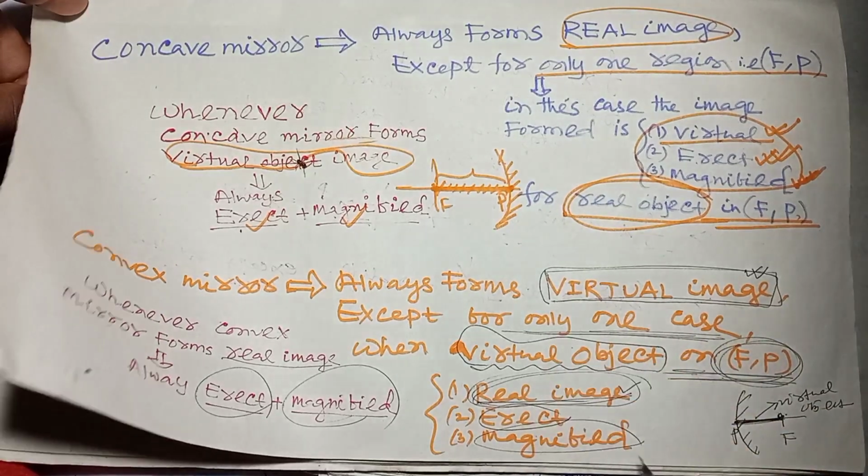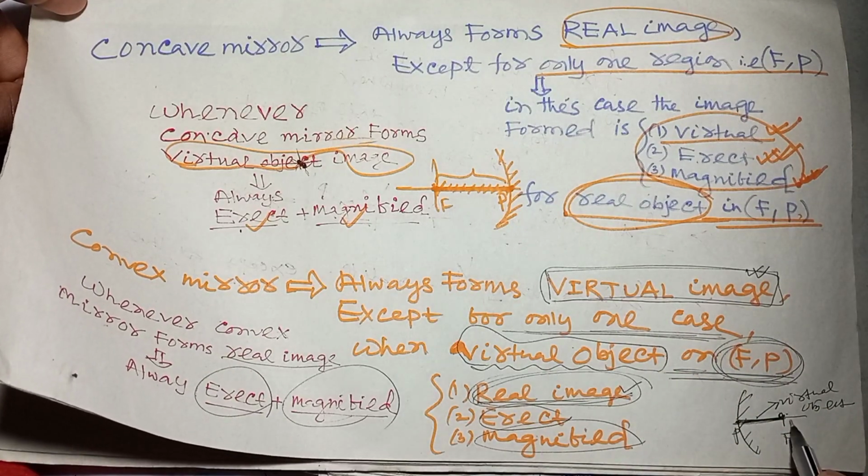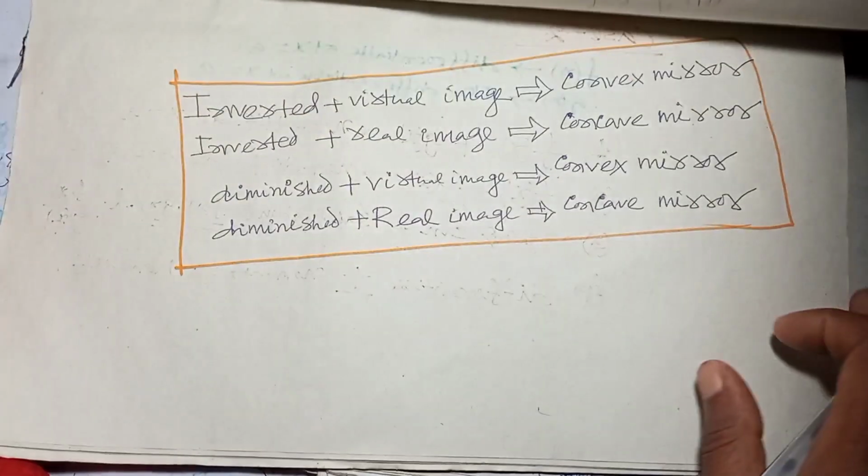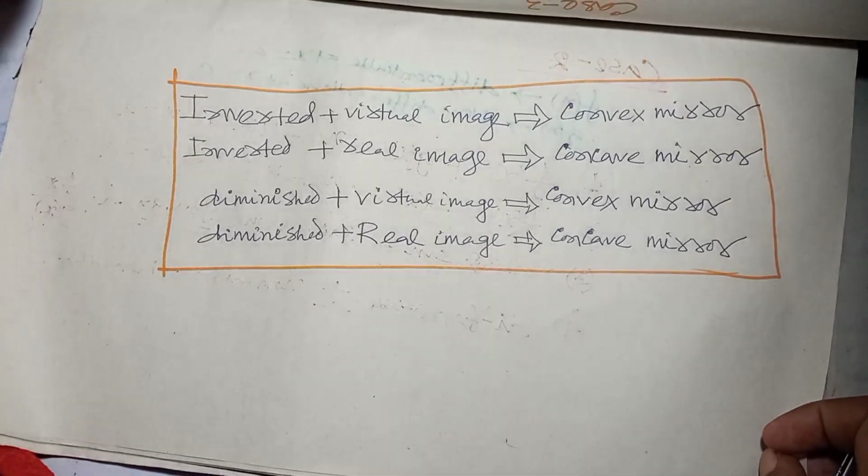And the real image formed in this case is erect and magnified. So based upon this we can identify the type of mirror.